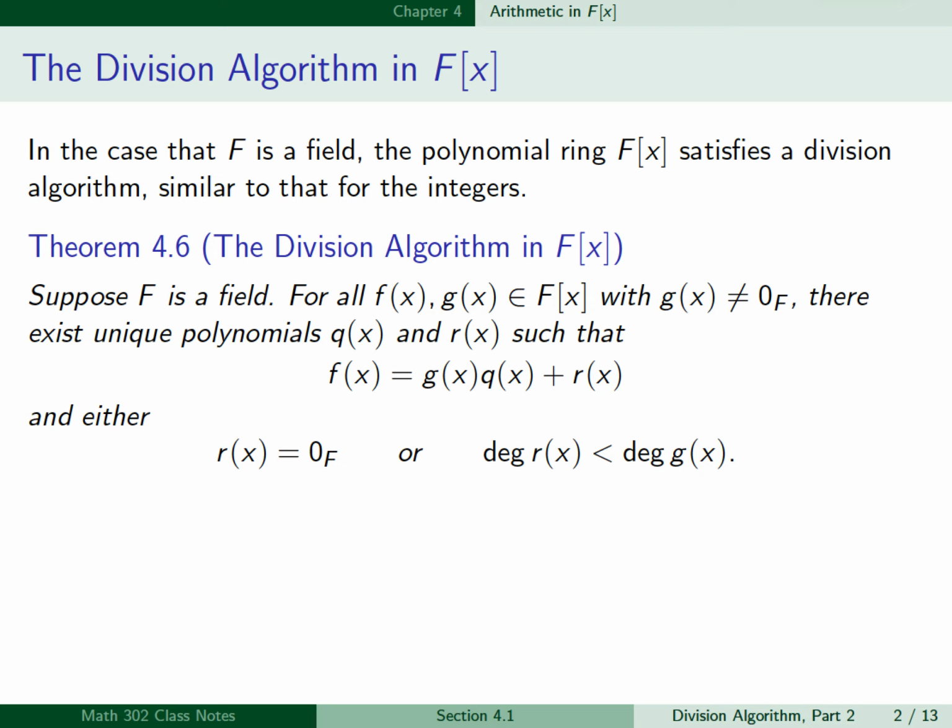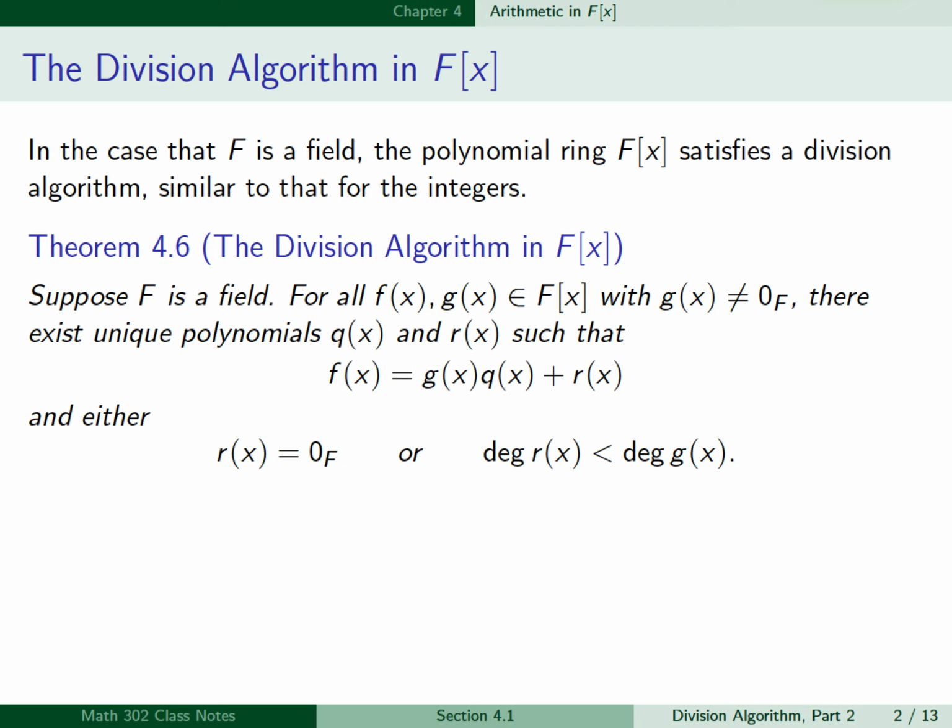Now if you compare this with the division algorithm for integers, you'll see that it has a very similar structure. The division algorithm for integers says for all integers a and b with b not equal to 0, there exist unique integers q and r such that a is equal to b times q plus r, and the remainder r is greater than or equal to 0 and strictly less than the divisor b. So you see that the equality here has the same structure as the equality for the division algorithm for integers. The remainder satisfies a slightly more complicated condition, however.